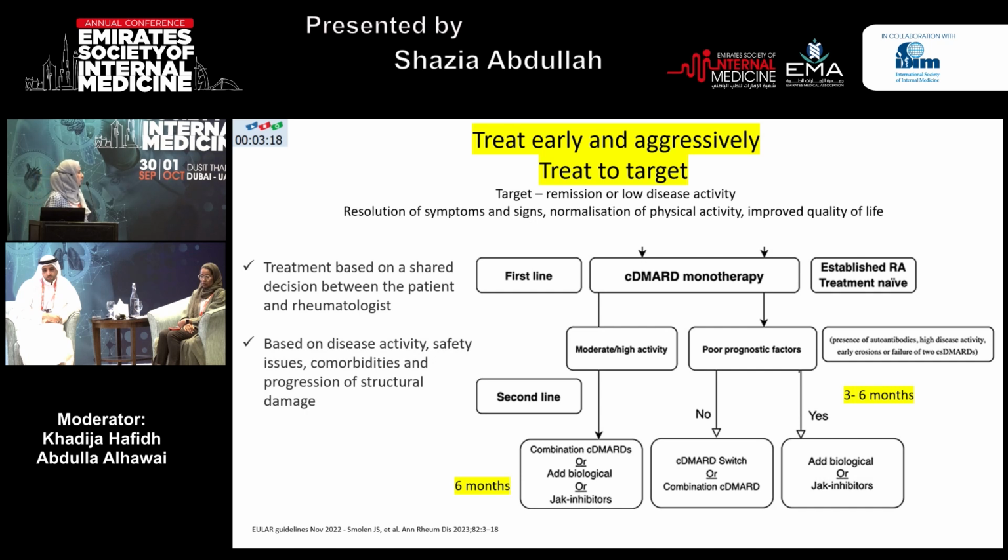So how do we treat that? We always start with a conventional DMARD, then we reassess the disease every 4 to 6 weeks. And we aim for remission. So we treat to target, and the target is remission or low disease activity. At the end of 6 months, we're hoping that our patients are in remission. If they're not in remission, we can combine the conventional DMARDs or add a biologic or add a JAK inhibitor. If, however, the patient is CCP positive, and has a high ESR and CRP, we can move to a biologic or a JAK inhibitor at 3 months. But that's what we aim for. We aim for remission or low disease activity.